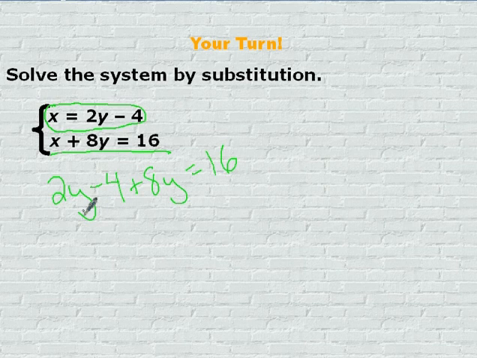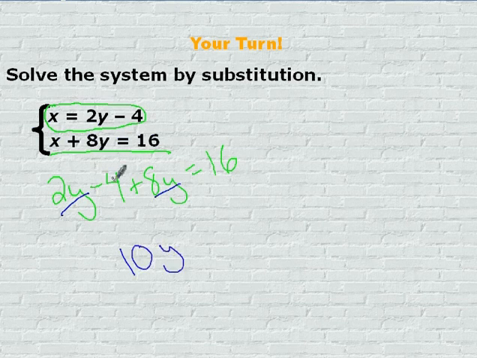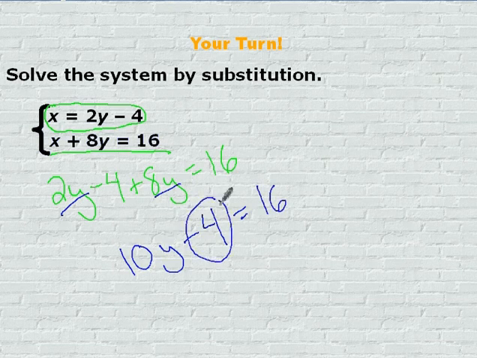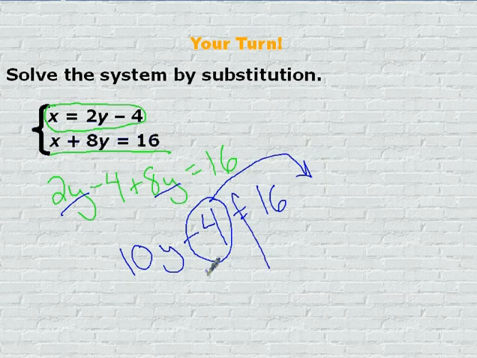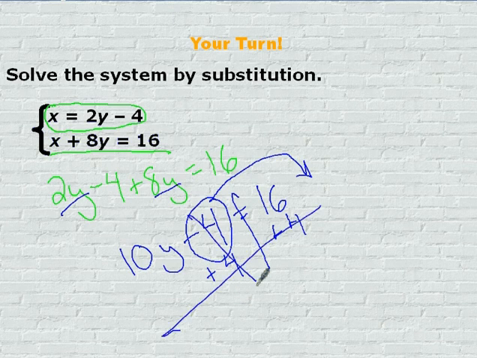Now we're going to solve this equation right here just the same way we're used to solving equations. So we combine the like terms. 2y plus 8y is 10y, and then that negative 4 is still hanging out, equals 16. Solving for y, that negative 4 needs to move to the other side of the equal sign. So it's negative now. I move it by adding it. Those cancel out. So then I get 10y equals 16 plus 4 is 20.